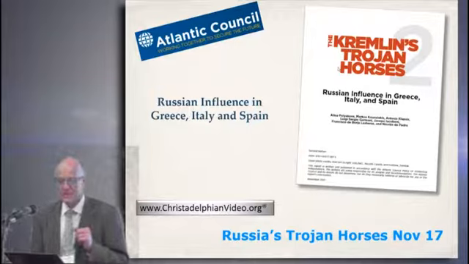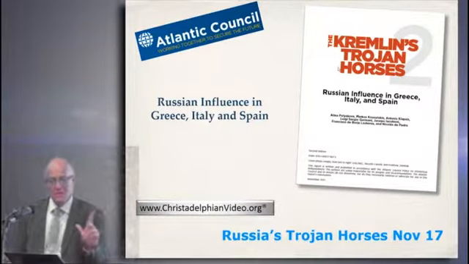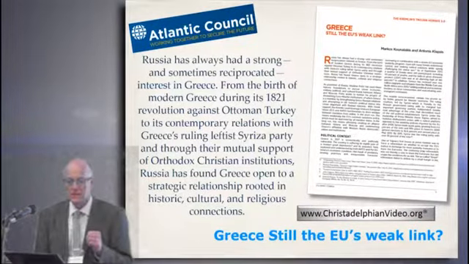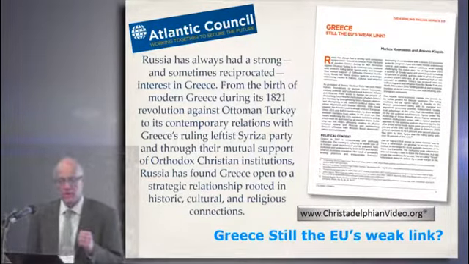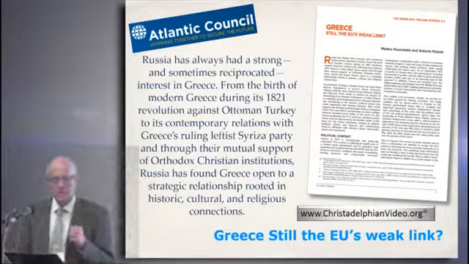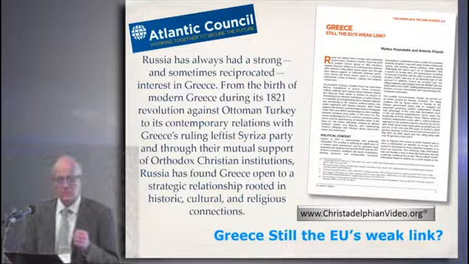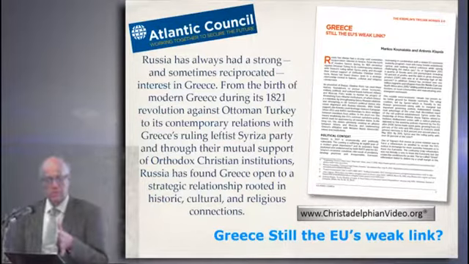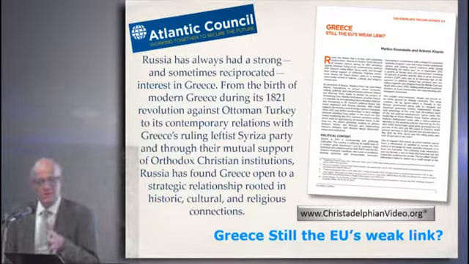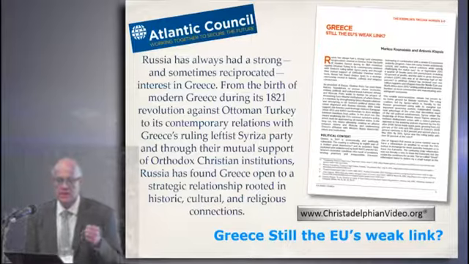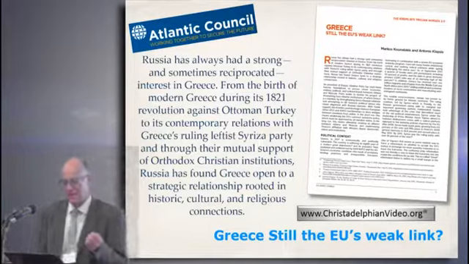Greece, still the EU's weak link. Russia has always had a strong and sometimes reciprocated interest in Greece, from the birth of modern Greece during the 1821 revolution against the Ottoman Turk, to its contemporary relations with Greece's ruling leftist Syriza party, and through their mutual support of Orthodox Christian institutions, Russia has found Greece open to a strategic relationship rooted in historic, cultural and religious connections.